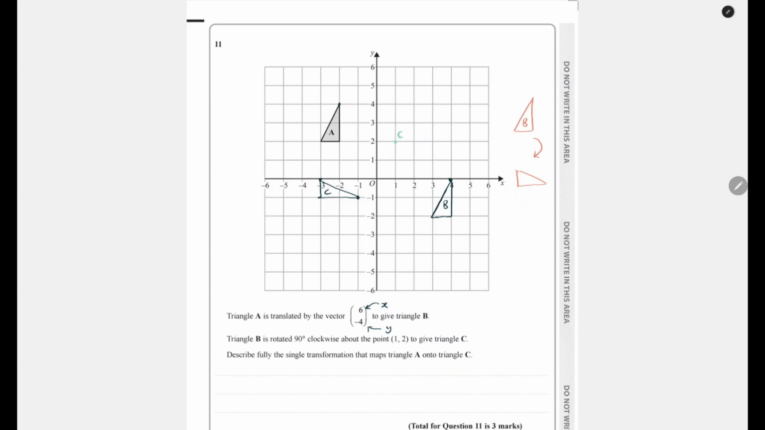We finally need to describe the transformation from A to C. Well, we can see that we've rotated 90 degrees clockwise. So rotate 90 degrees clockwise. We then need to figure out about which point. Well, it will be this point here, because that's the midpoint for each of these points. And that is (-4, 1). About (-4, 1).